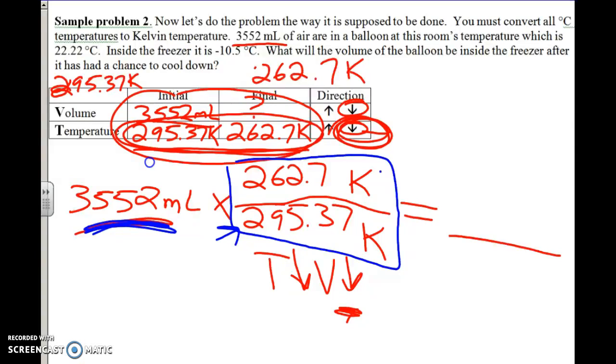So now I do the multiplication. So the K's cancel out. We're left with a label of milliliters. And our final answer ends up being 3159 milliliters. Pause the video at any point in time.